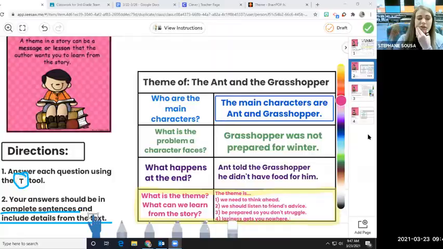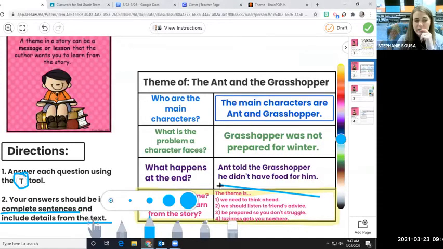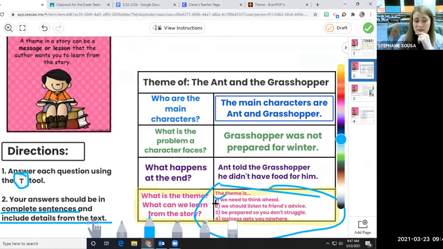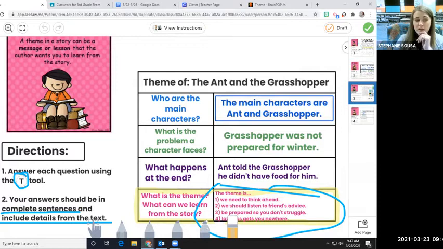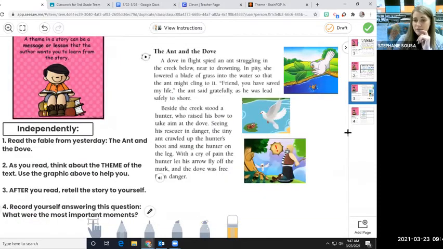Just listening to only a few of you, we came up with 4 different themes. Okay, all of these are correct. We need to think ahead. Yep, that makes sense with the story. We should listen to friends' advice. Yep, that makes sense with the story. Be prepared so you don't struggle. Laziness gets you nowhere. So what I want you to see is that there is often more than one theme. For today, you only have to figure out one theme, okay? You're going to figure out the theme of the ant and the dove.